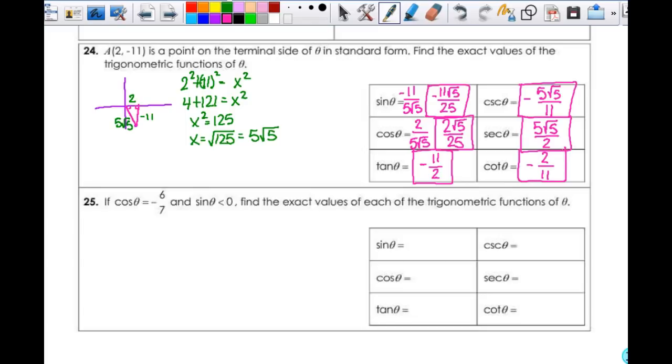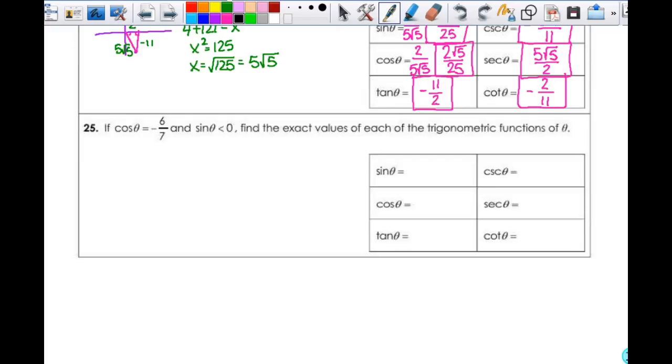Now on 25, this is negative 6/7. I don't know what happened to my fraction bar there. So it says if cosine is negative 6/7 and sine is less than 0, well, all students take calculus, right? So if cosine is negative in these two quadrants.